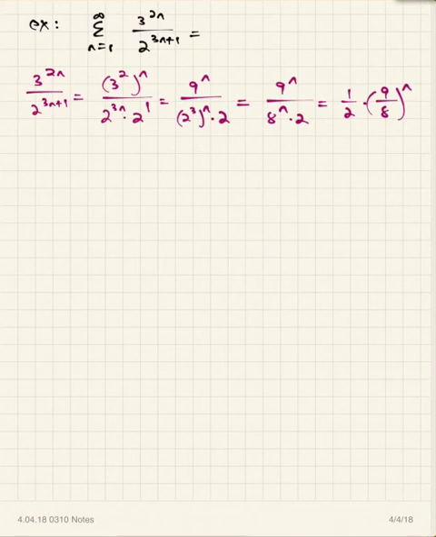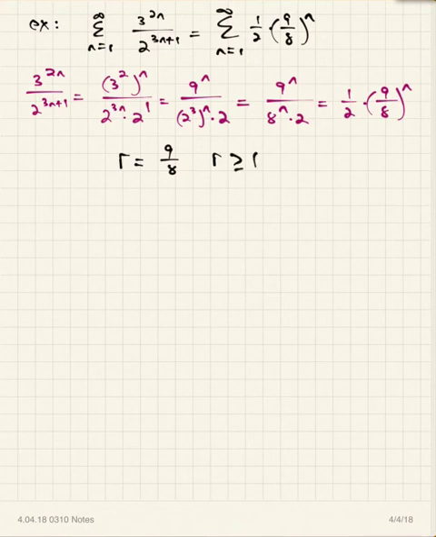And so notice that that means I can take this series up here and write the nth term as just 1/2 times 9/8 to the n. And so you get here that r, the common ratio here is 9/8, and r is bigger than or equal to 1. And so the series diverges.